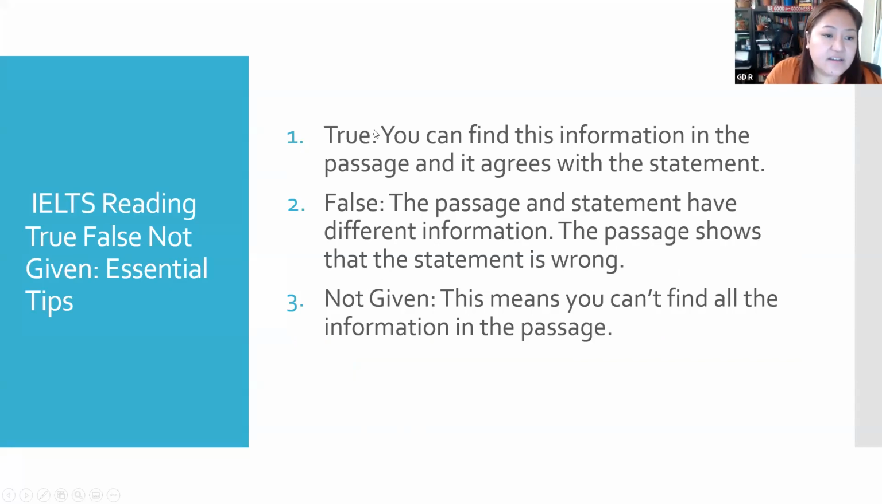So again, it's true if you can find the information in the passage and it agrees with the statement. False if you find the information but it contradicts the statement. And not given is when you cannot find the information. So remember that, class, when answering this type of question.